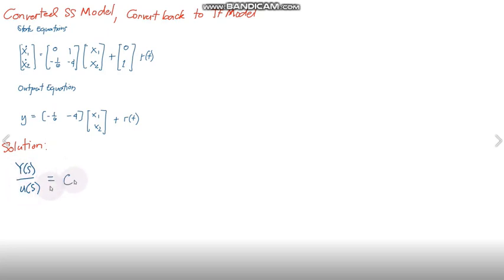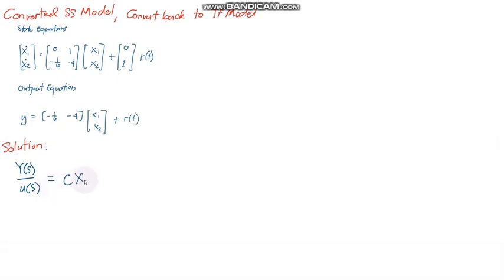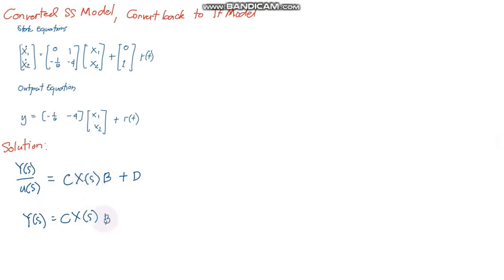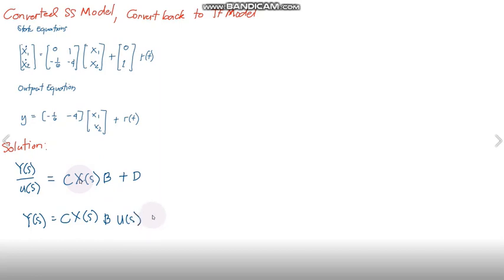From our PowerPoint presentation, I have shown you that the formula for solving Y(s) over U(s) will be equal to the matrix C multiplied by the inverse of X1(s) times the matrix B plus the matrix D. Transposing U(s) to the other side, Y(s) will be equal to C times X1(s) inverse times B times U(s) plus D U(s).